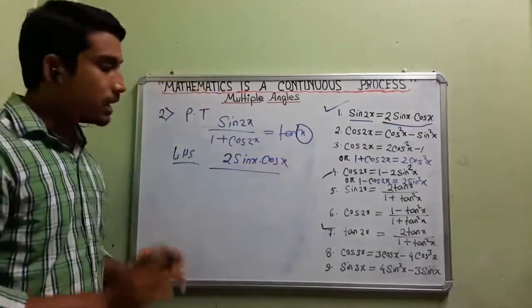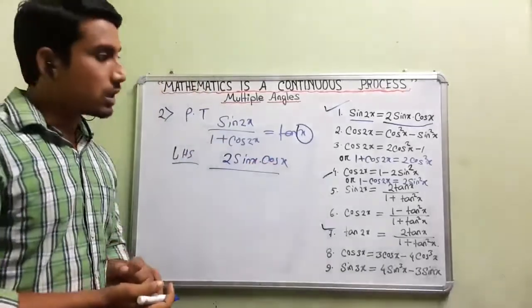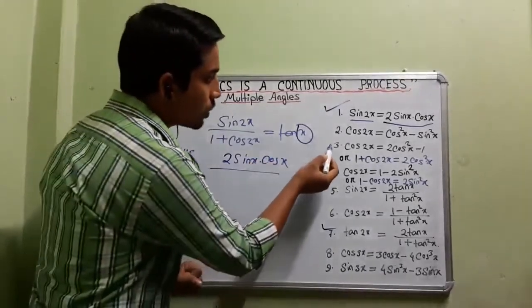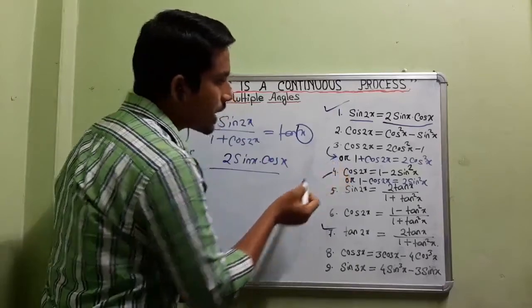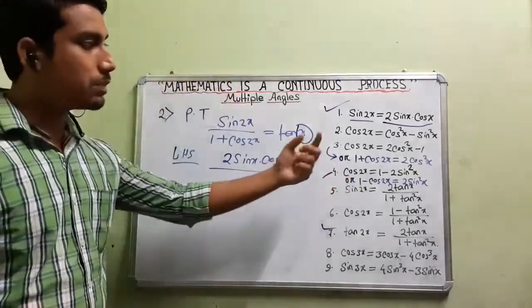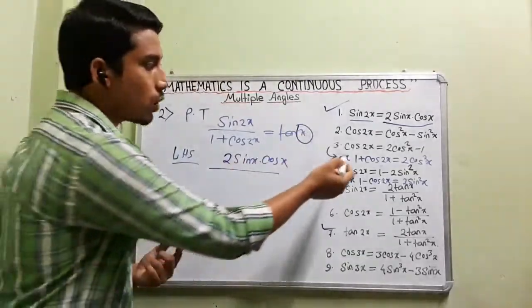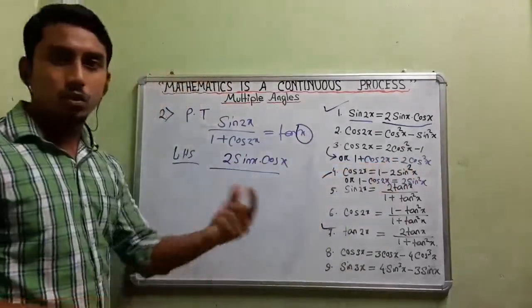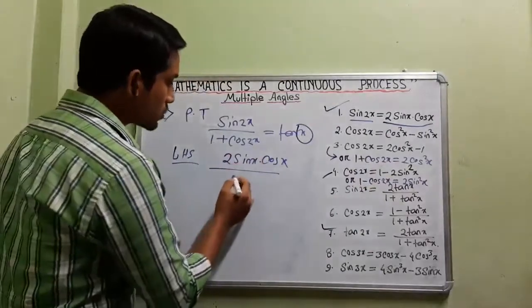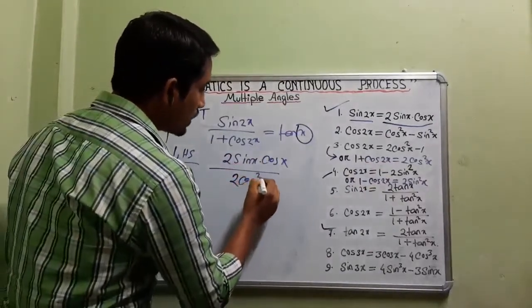Now 1 plus cos 2x. Now we are having one formula. You see, formula 3 can be rewritten as this one also, by doing a little bit of side changing. So 1 plus cos 2x, what can we put directly? 2 cos square x. So in place of 1 plus cos 2x we will directly put 2 cos square x.